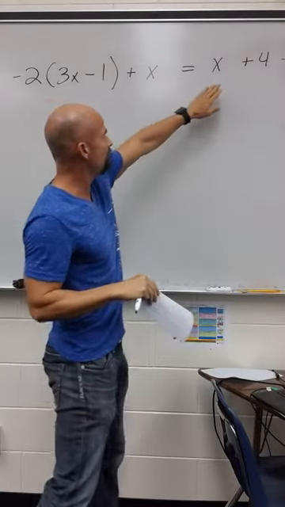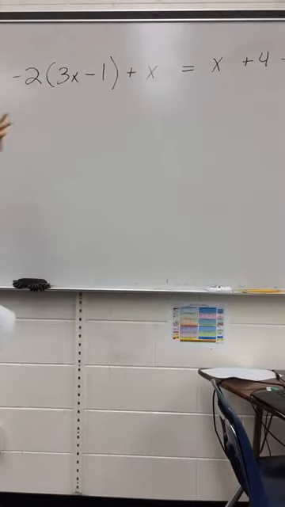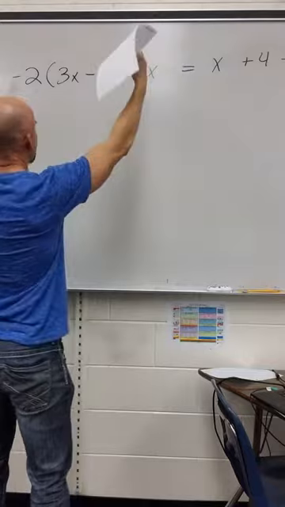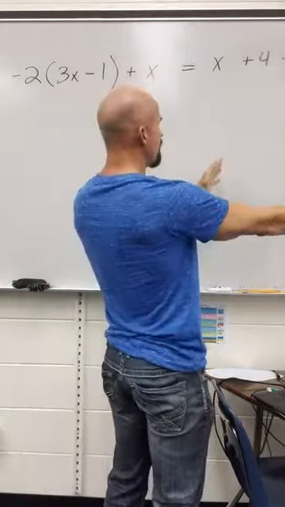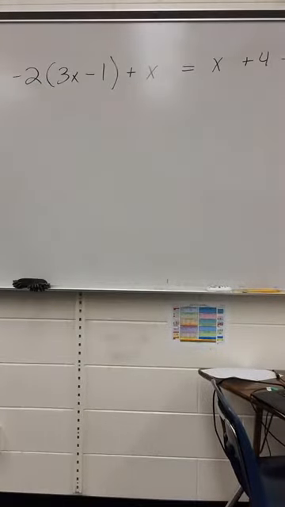So too many people are trying to do stuff across the equal sign. We don't do anything with that yet. We look at each side separately, and we do as much as we can on one side. Then when we can't do any more, we go to the other side, and we do as much as we can on that side. Then we worry about moving stuff back and forth.